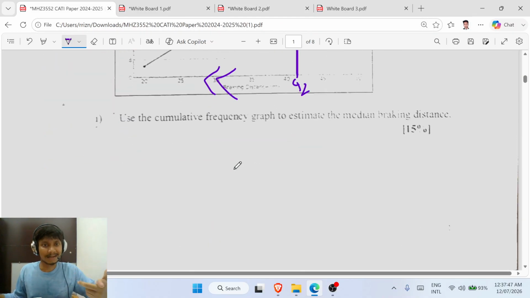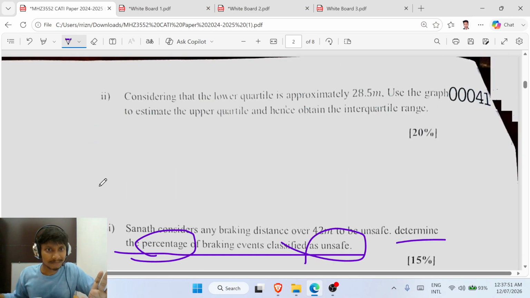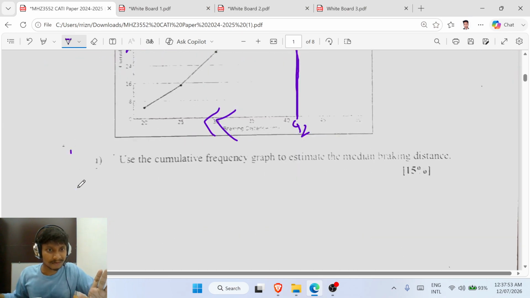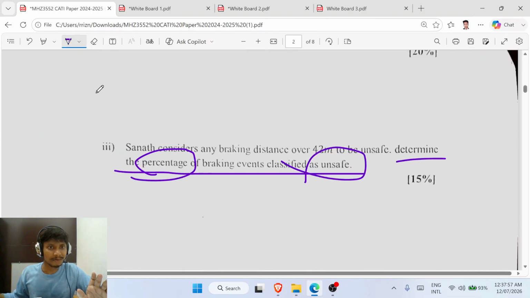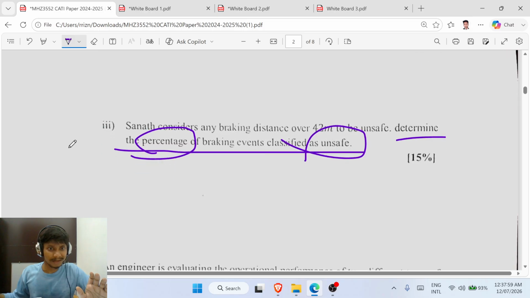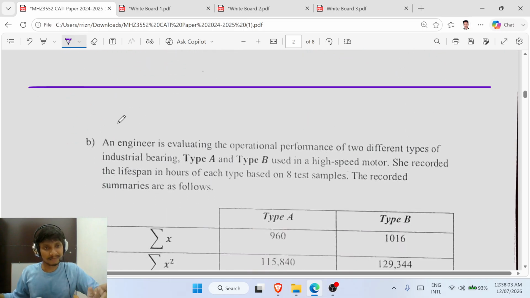That's the estimation. Now we have found the answer for 1, we have found the answer for 2, and we have found the answer for 3. Now this is the next question. This is a big question, this is another question.